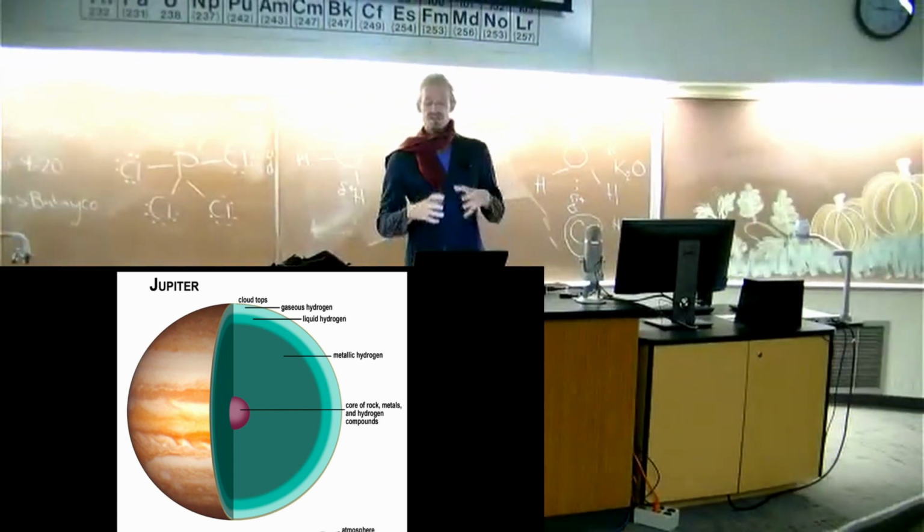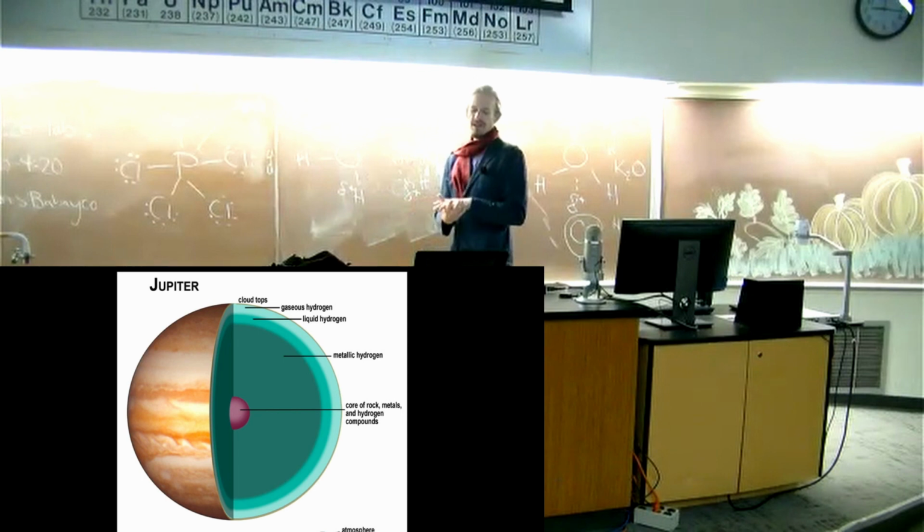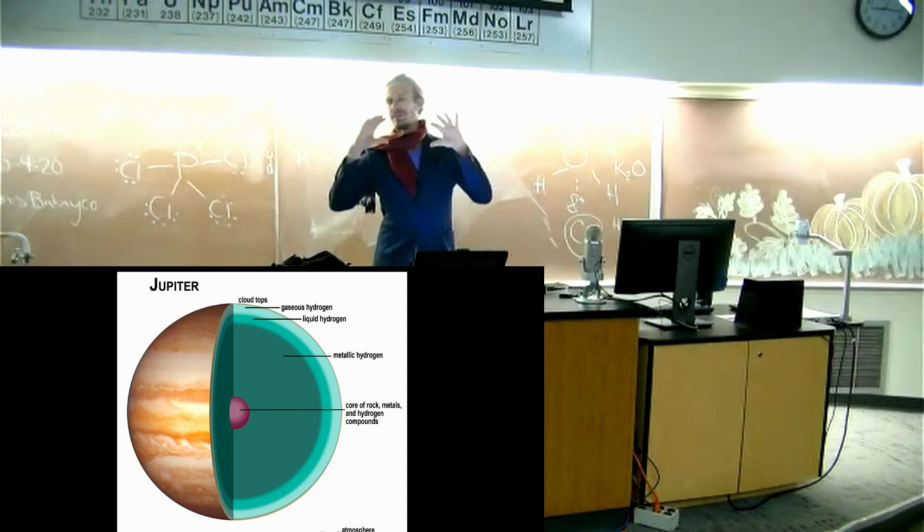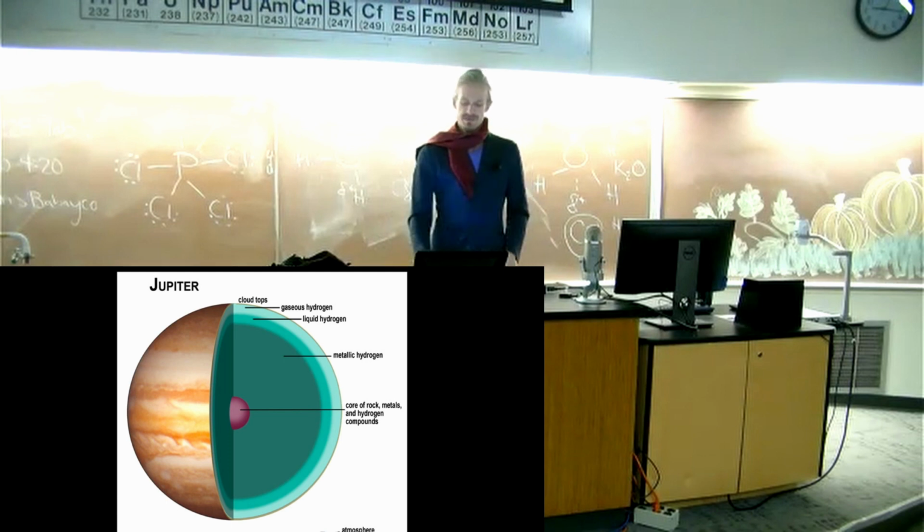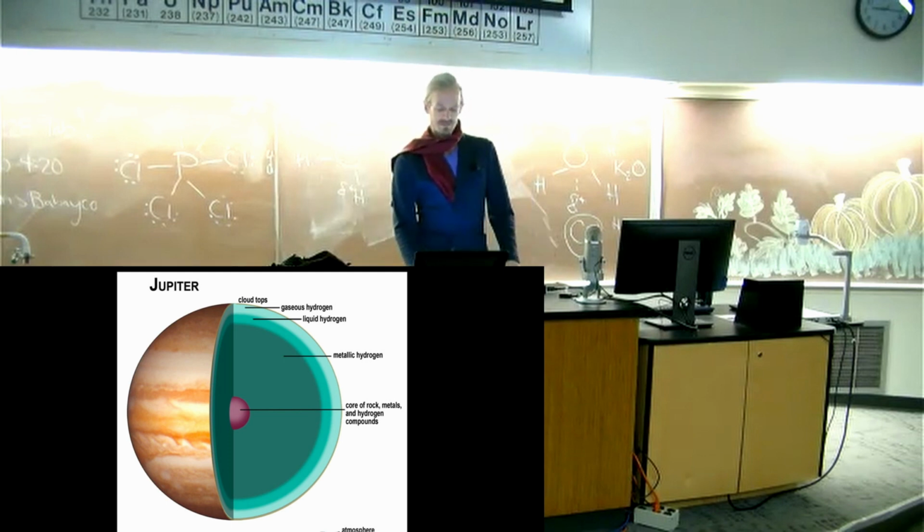It has a strange shape to it because it's spinning so fast. The equator is sort of stretched out. It forms this oblate spheroid, which you can actually see just with a regular telescope.